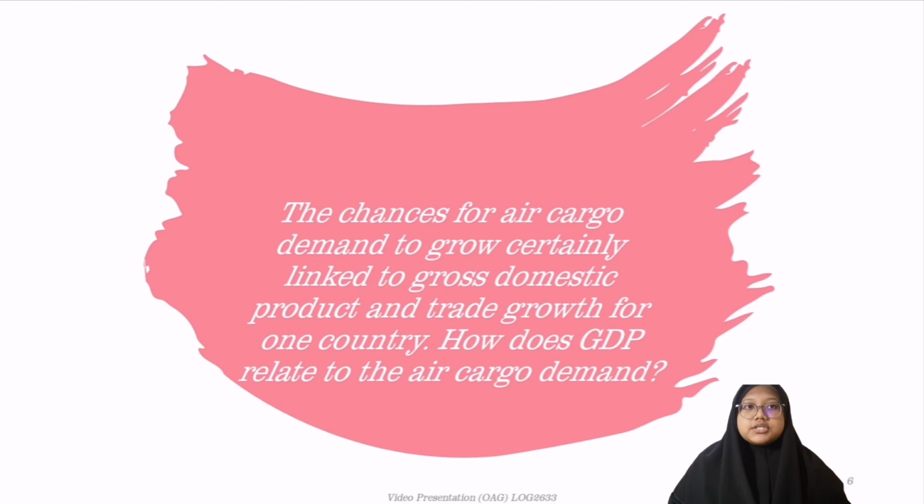Okay, and the last question is: the chance for air cargo demand to grow is certainly closely linked to gross domestic product (GDP) and trade growth for one country. How does GDP relate to the air cargo demand? GDP, or gross domestic product, is a set of data that is used to measure a country's economic growth. It is also known as one of the most important factors for air cargo demand. The relationship between air cargo and gross domestic product has been known for a long time. It is also known that the expansion of global air cargo and the development of a country's economy are moving in sync.